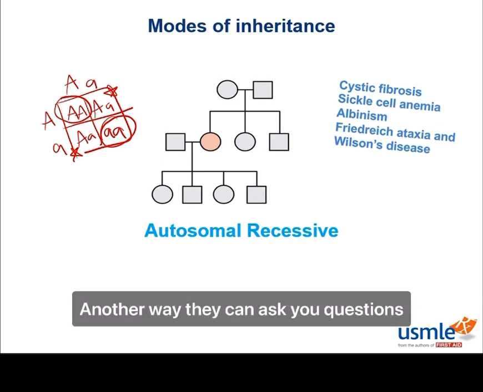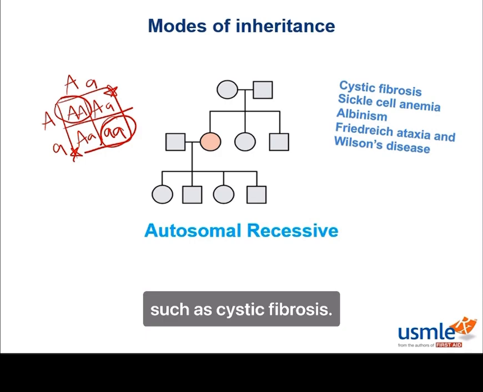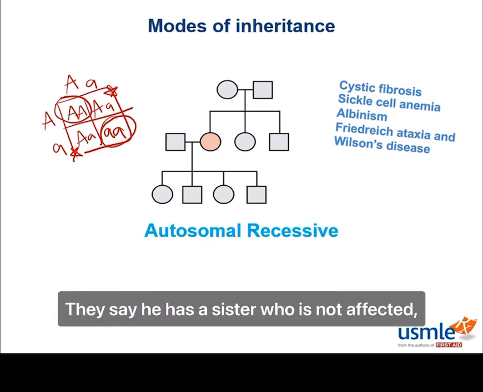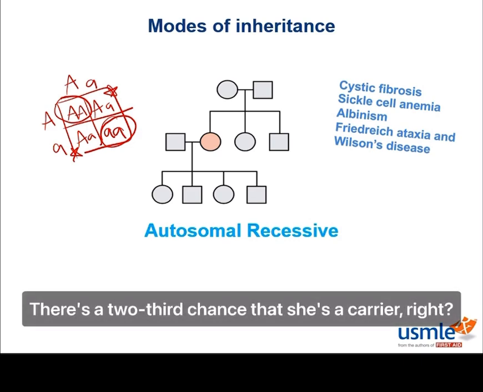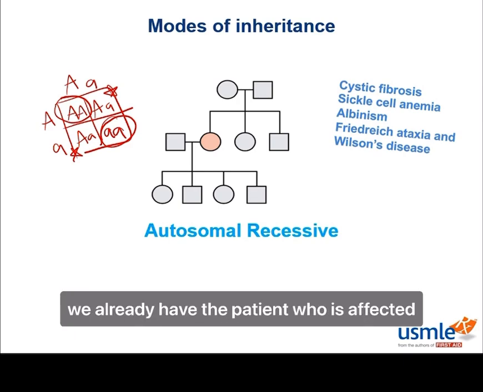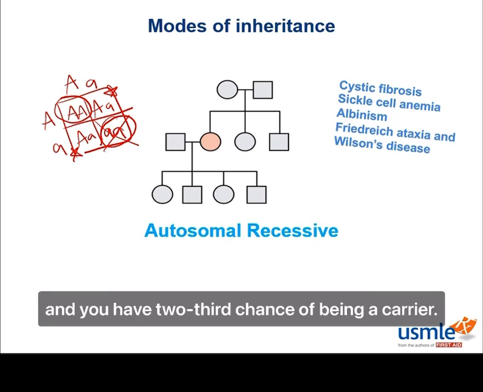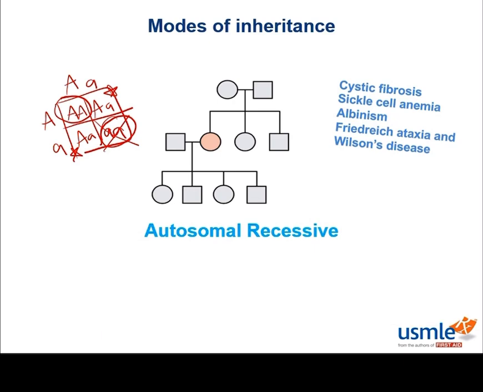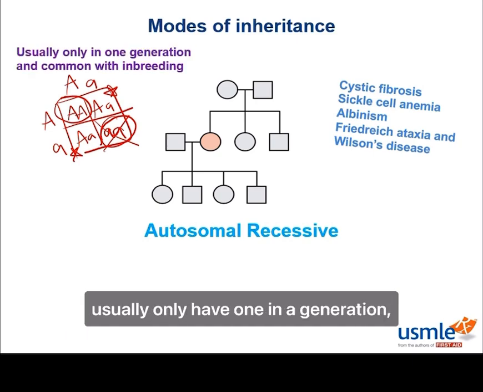Another way they can ask you questions is giving you a vignette and describing a kid who is affected with an autosomal recessive disease, such as cystic fibrosis. They say he has a sister who was not affected and ask what's the chance she is a carrier. There's a 2/3 chance that she's a carrier, right? Since again, going back to our pedigree, we already have the patient who's affected with cystic fibrosis, so this is out, and you have a 2/3 chance of being a carrier. In summary, autosomal recessive diseases usually only have one in the generation and are common with inbreeding.